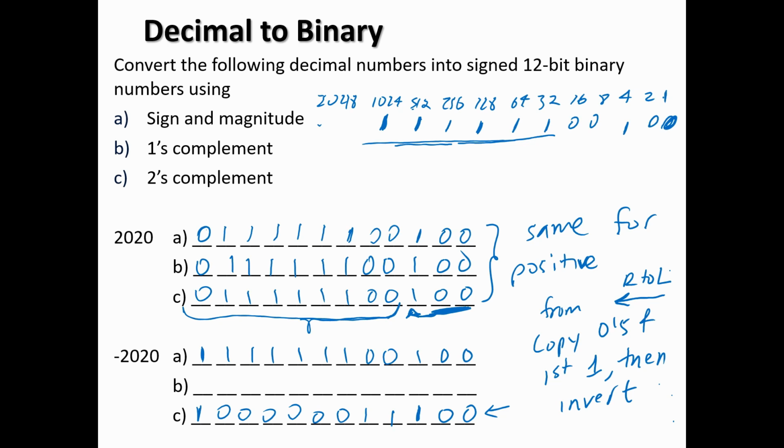Okay, so what about the 1's complement? For the 1's complement, we just need to invert this guy right here. So we're gonna do 1, a bunch of zeros, and then 1, 1, 0, 1, 1. That's it.